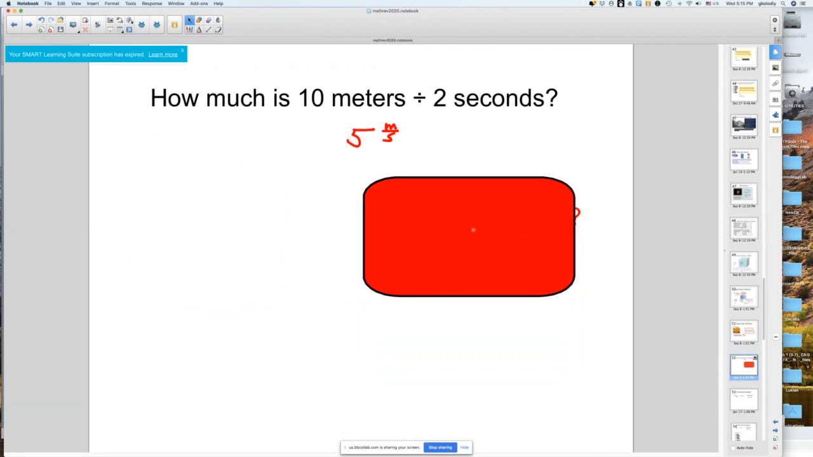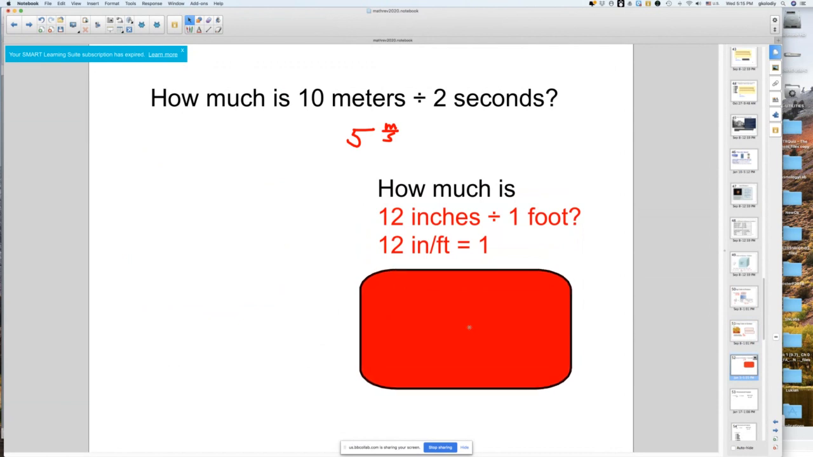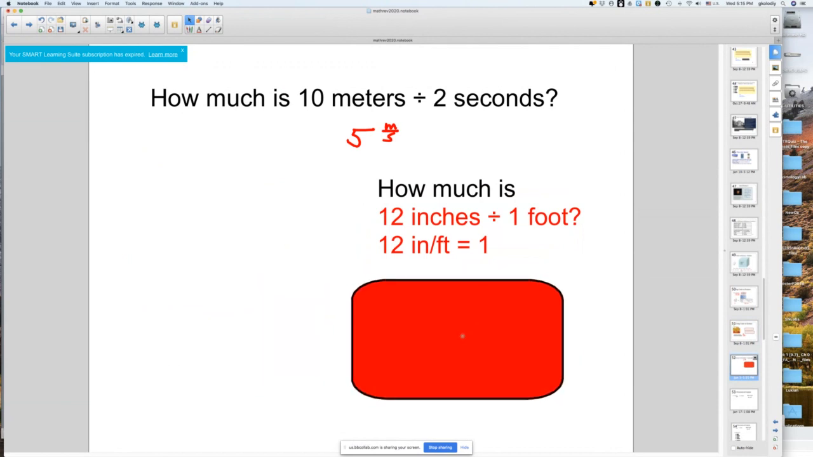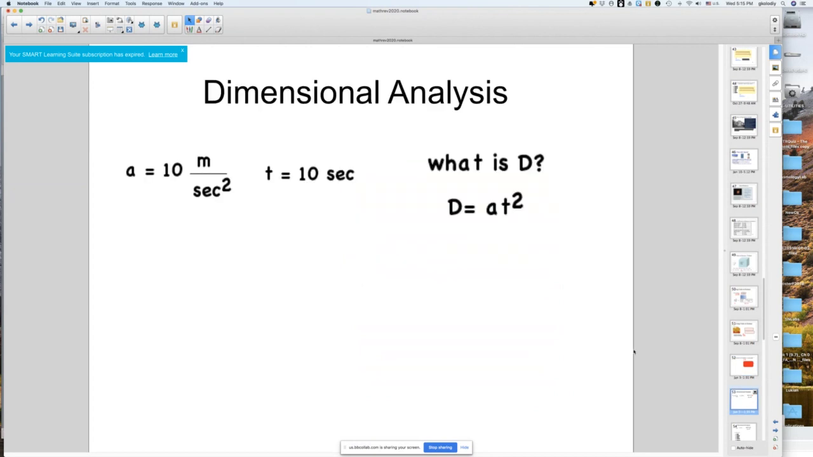Let's do a conversion. How much is 12 inches divided by 1 foot? Well, 12 inches per foot. And we know that 12 inches is the same as 1 foot. So this is actually a fraction that's equal to 1. We're going to keep that in mind for the next part.